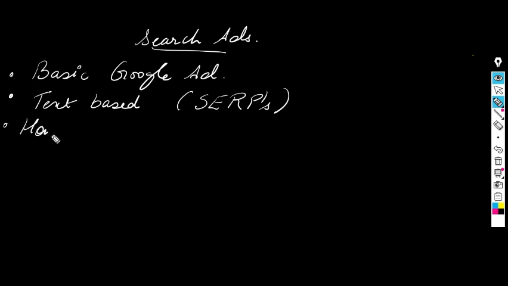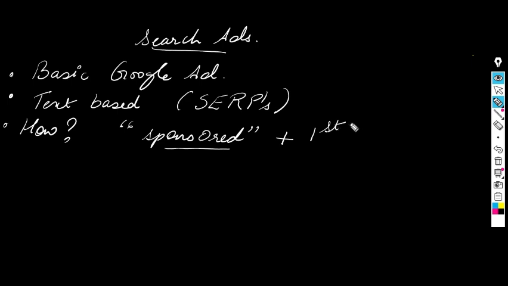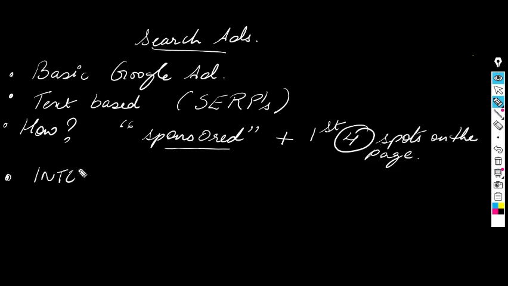Next is, how are you going to recognize whether it is a search ad? So as I showed you just now, you will see an indication of sponsored above them. Apart from this, you will see that the ad will be in the first 4 spots on the page. These are the ads which are mostly intent based, specifically intent based. Why? Because over here the user is intentionally looking for certain keywords, typing certain keywords, because of which these ads are appearing or these options are being available to him.